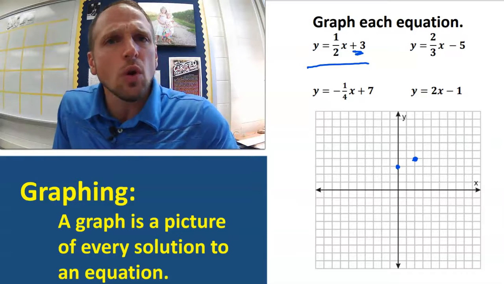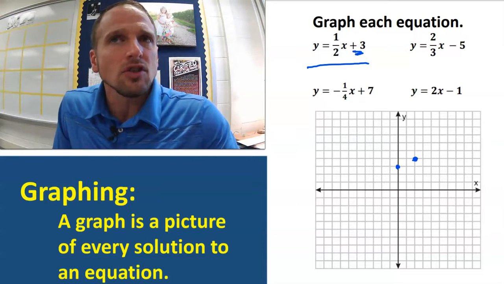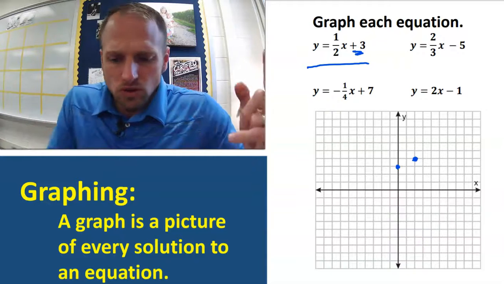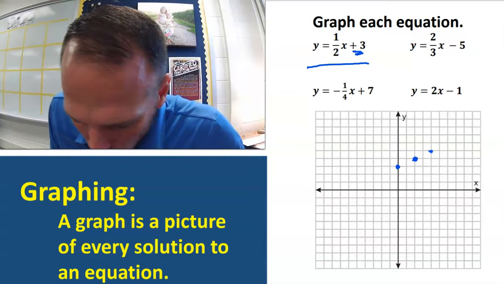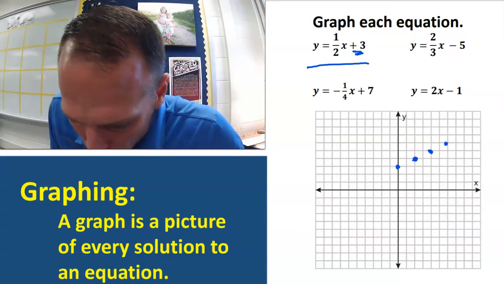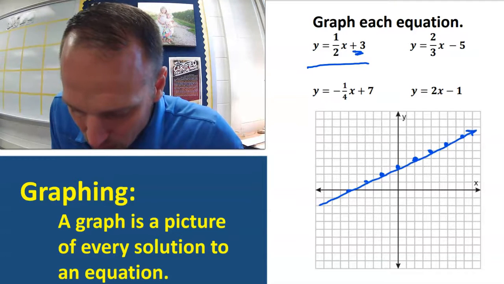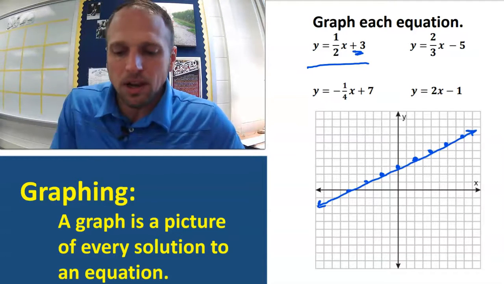So just read your slope. 1/2 is just 1 over 2, so you're going to go up 1 over 2. Let's do it again. Up 1 over 2, up 1 over 2. And I can do the same thing coming back. Down 1, back 2, down 1, back 2. And this is going to be our first line. Okay, let's look at the next one.